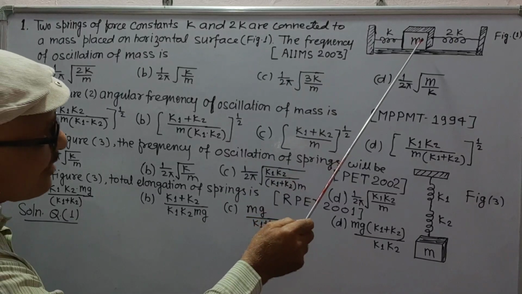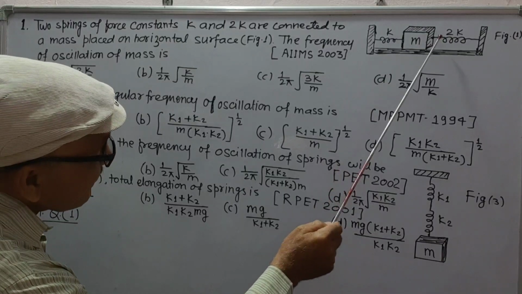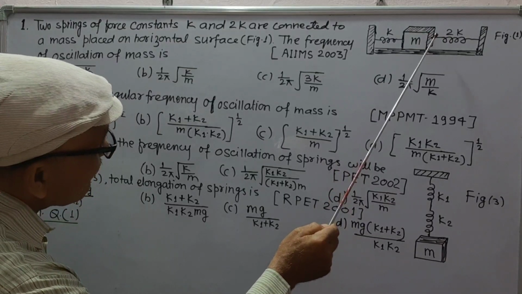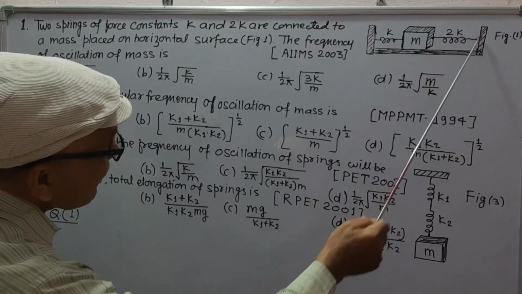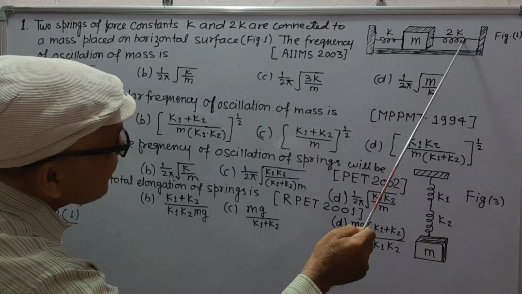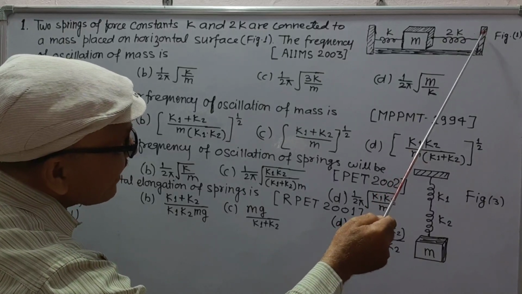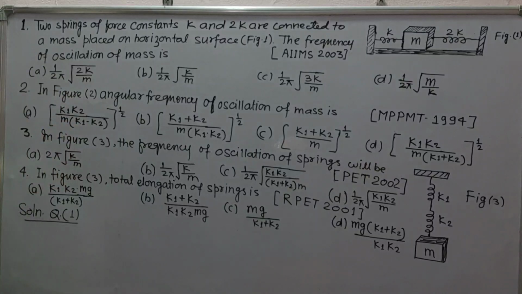The two springs are in parallel because one end of a spring is connected to M, the other end of a spring is connected to M. The second end of a spring is connected to this support, the second end of the other spring is also connected to the support. Therefore, the two springs are in parallel.